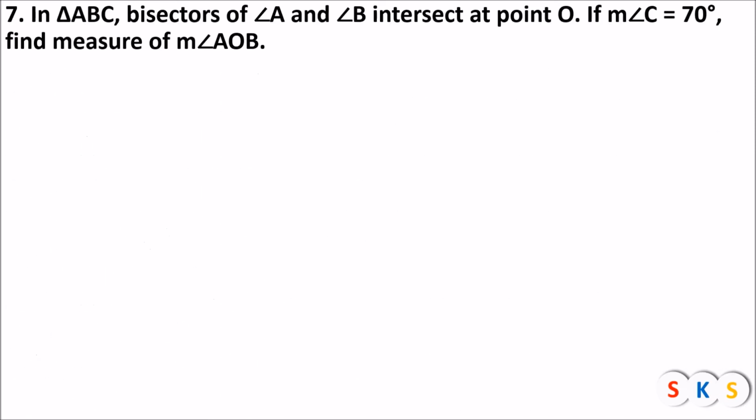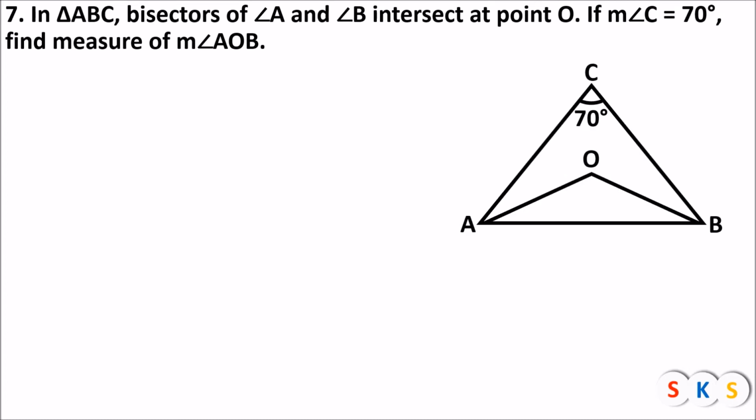Here we have the next question. In triangle ABC, bisector of angle A and angle B intersect at point O. If measure angle C equals to 70 degree, find measure of angle AOB. Here we have a figure. You can see angle C is given 70 degree. Let's see solution of this question.